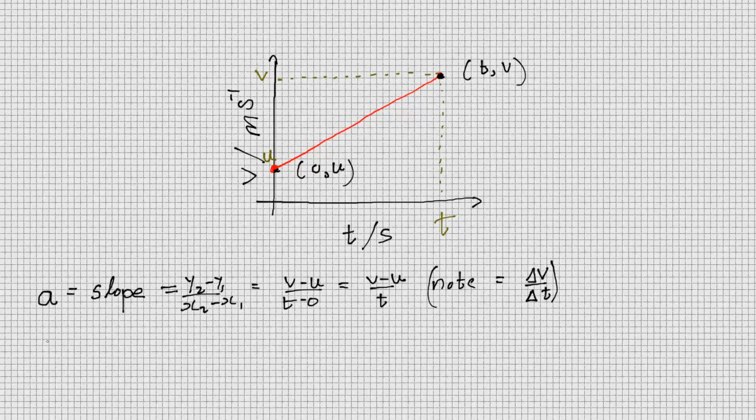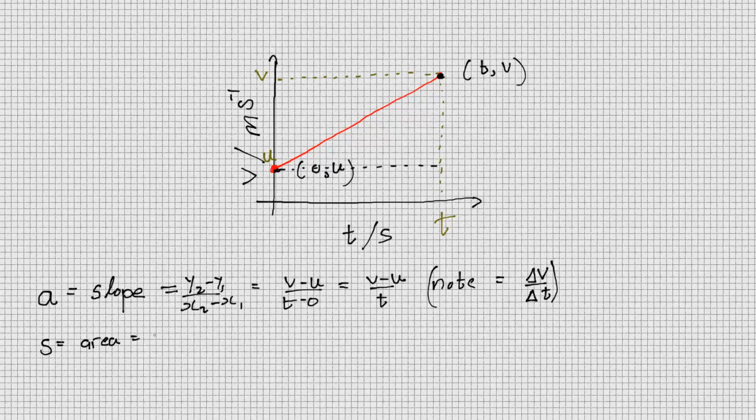Next, the distance or displacement. In this case it's the same thing because everything is positive. The distance traveled should equal the area under the graph. Now in this particular case you've got a rectangle and a triangle.